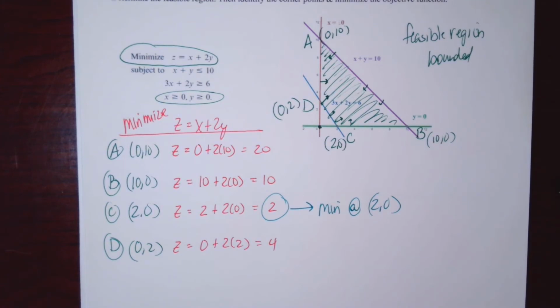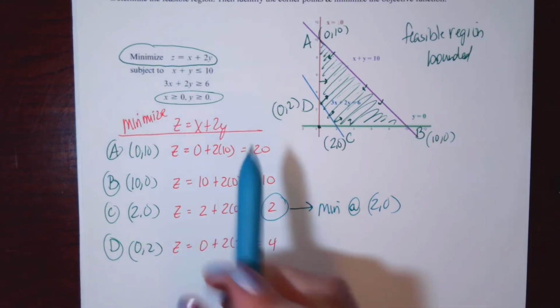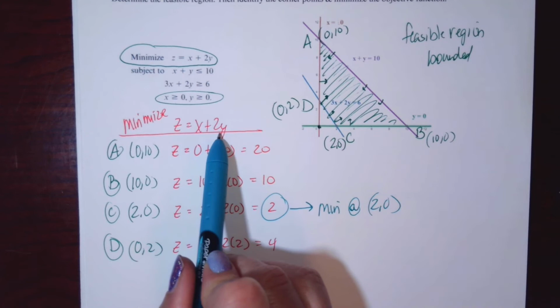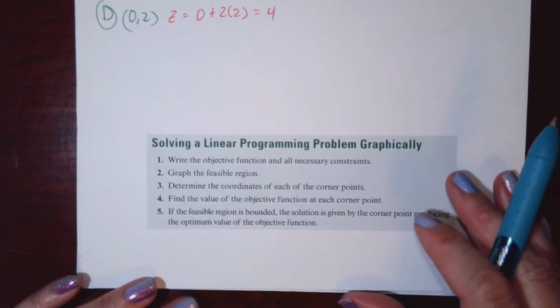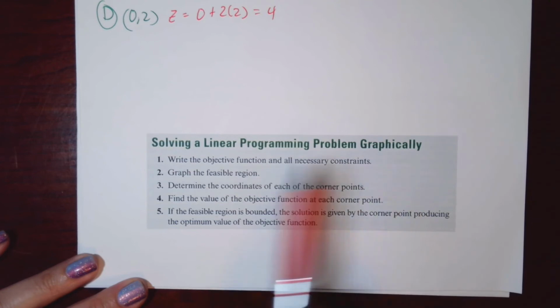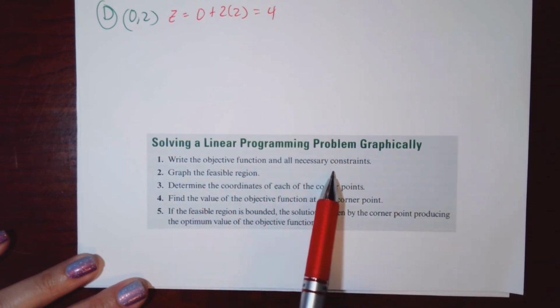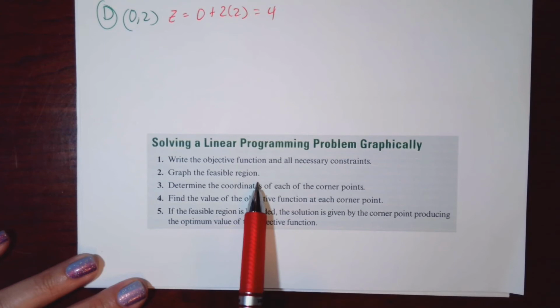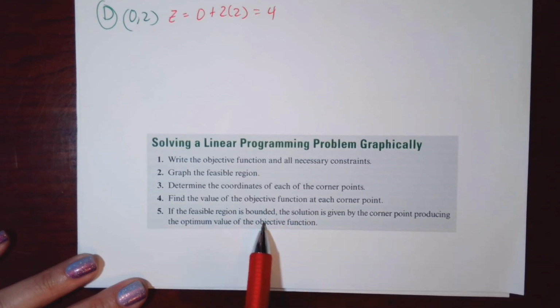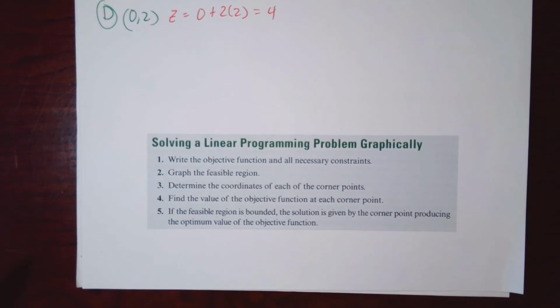Now this came out the way, looking at it, I would have guessed. But depending on how each of these coordinates is weighted, it could go a different way. So again, don't make assumptions before you check the math. For those of you who like things written out step by step, here you go. Solving a linear programming problem graphically. Write your objective function and constraints. Graph the feasible region. Determine the coordinates of those corner points. Find the function value at the corner points. And then if it's bounded, your solution is going to be given by the corner point producing that optimum value, either the maximum or the minimum.